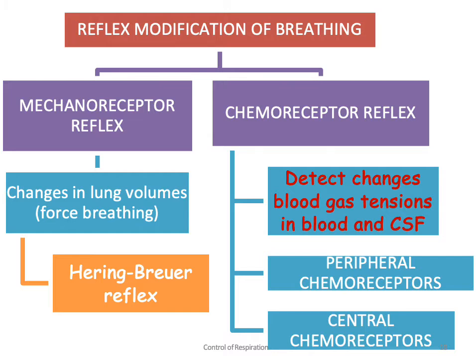The chemoreceptor reflex is a reflex that is activated when there are changes in the blood gas tension in the blood and also in the cerebrospinal fluid. So there are two chemosensors in the chemoreceptor reflex, which are the peripheral chemoreceptors and central chemoreceptors.